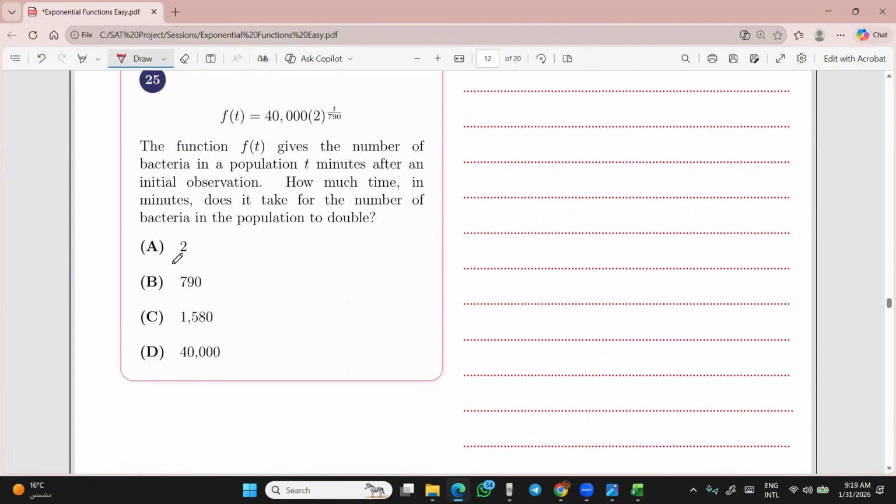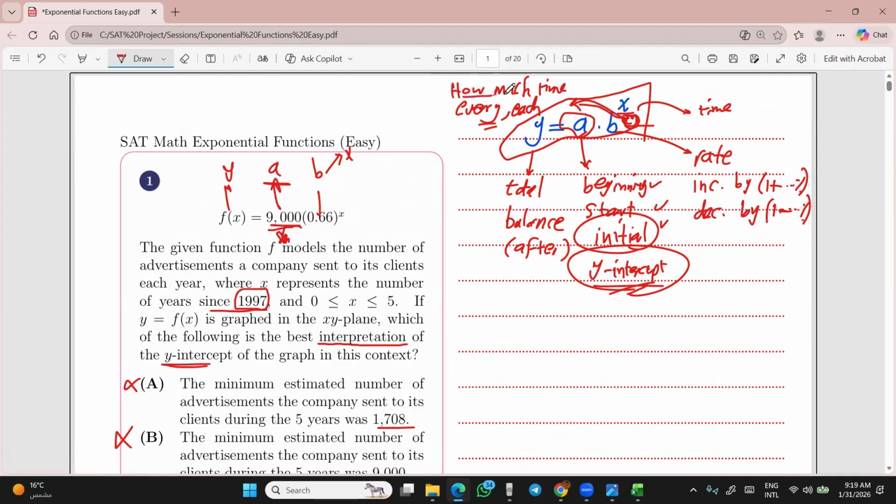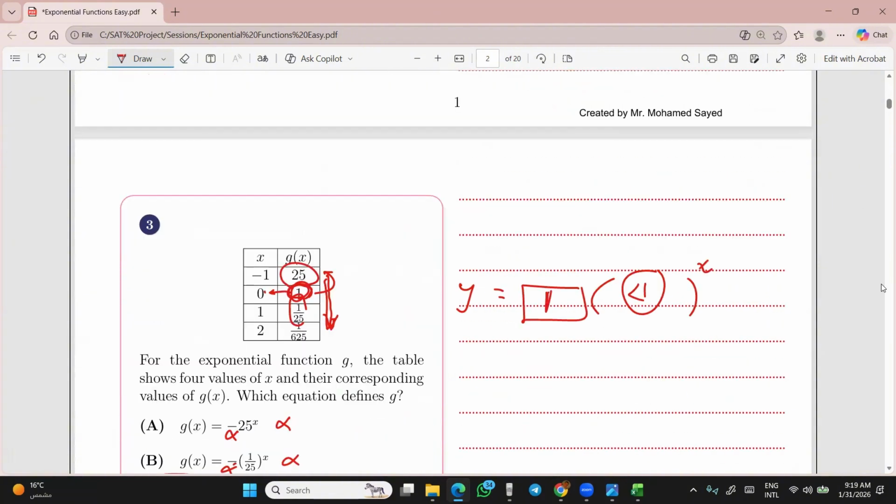Question number 25. How much time? That's the expression to highlight. How much time? If you go back to the very beginning of the lesson, how much time is always the number that comes below the X. So get back to question 25.